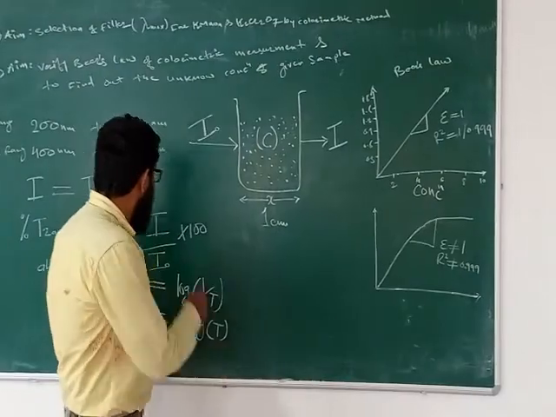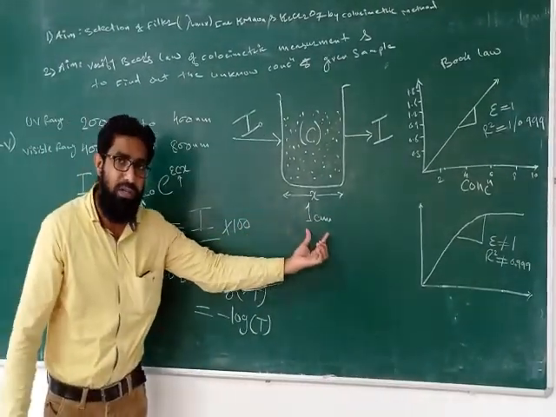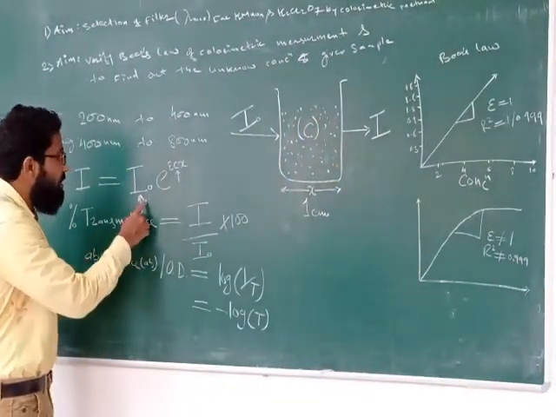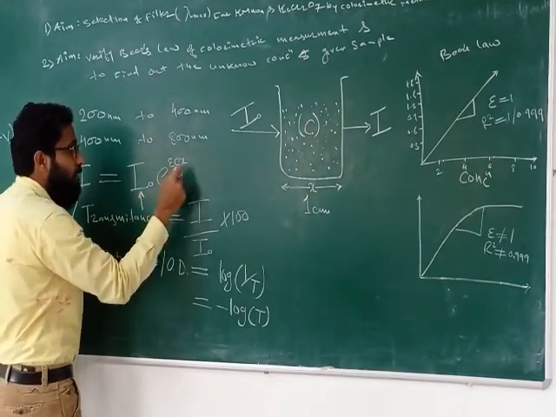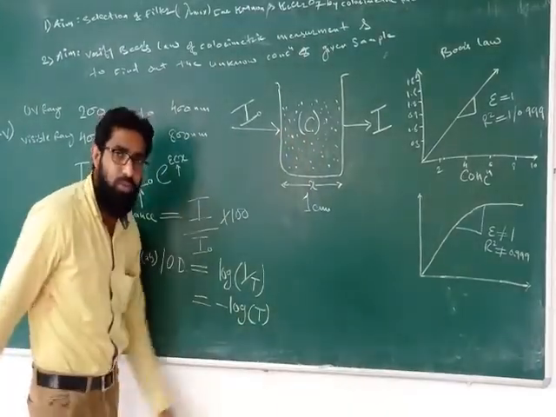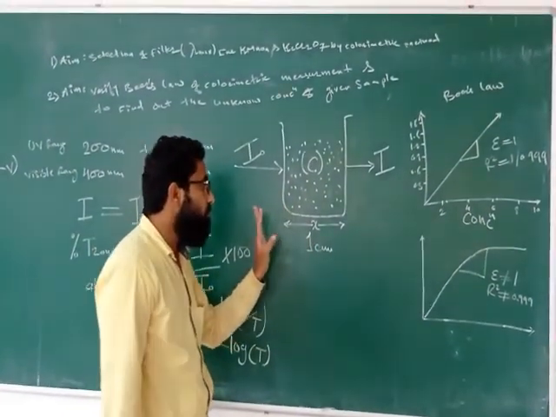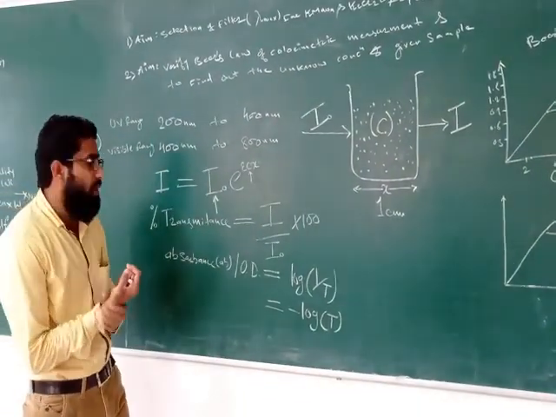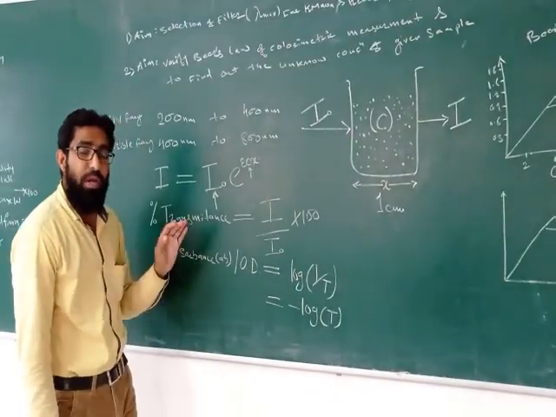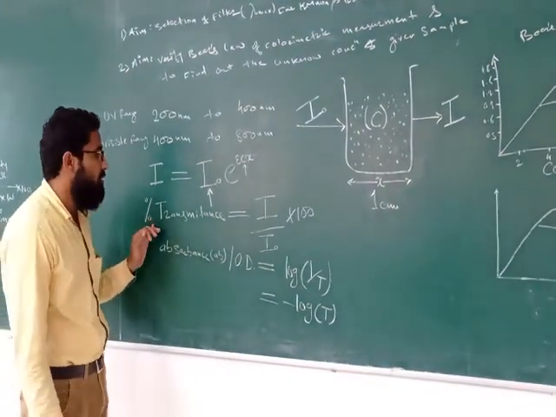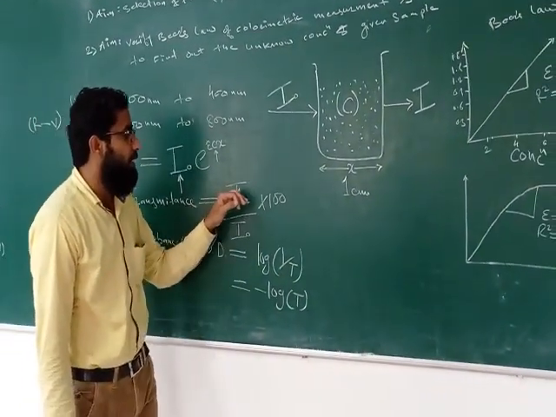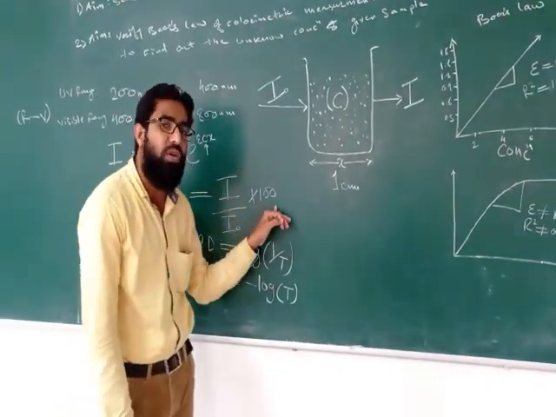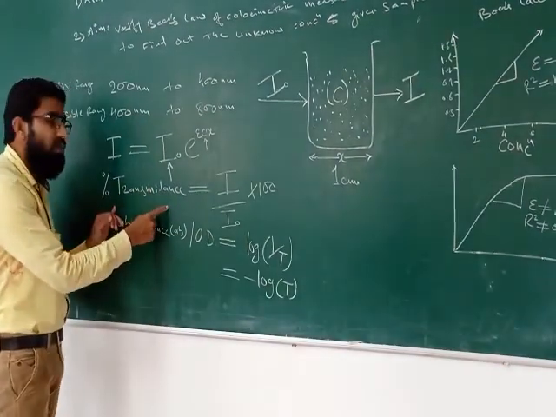Okay, and x is constant, that is 1 centimeter. Hence, the intensity of transmitted light is directly proportional to the intensity of incident light and the concentration of analyte present in the solution. Now we can also calculate the percent transmittance by using colorimetry. The percent transmittance is equal to the intensity of transmitted light divided by the intensity of incident light, times 100. This is known as percent transmittance.